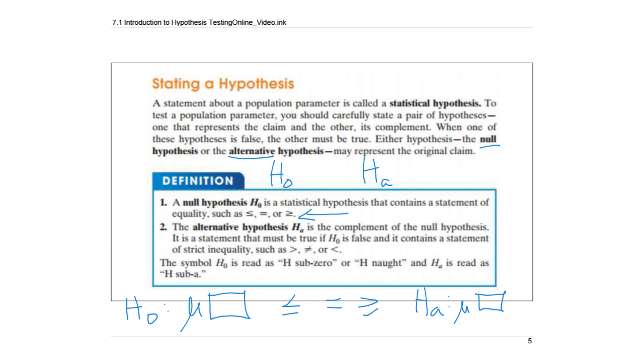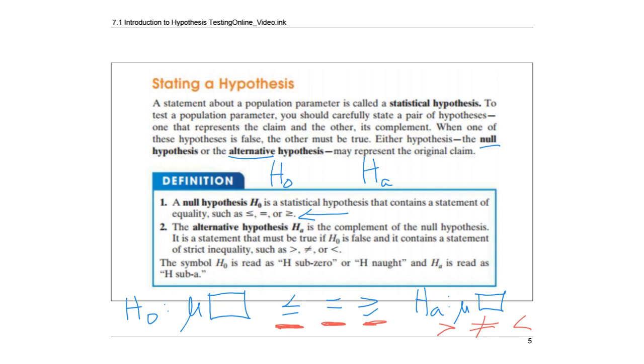So if this null hypothesis was less than or equal to, over here we're going to have greater than. If the null hypothesis was equal to, the alternative is going to be not equal to. And then finally, if the null hypothesis was greater than or equal to, we're going to have less than. But notice there's no equal to.